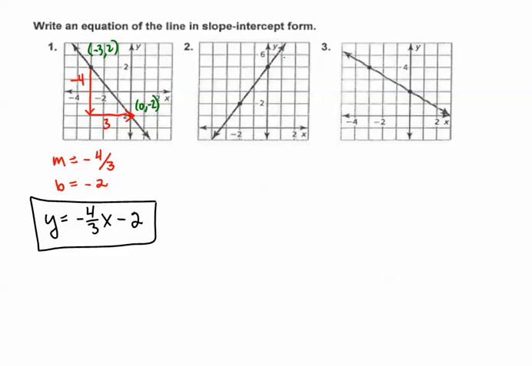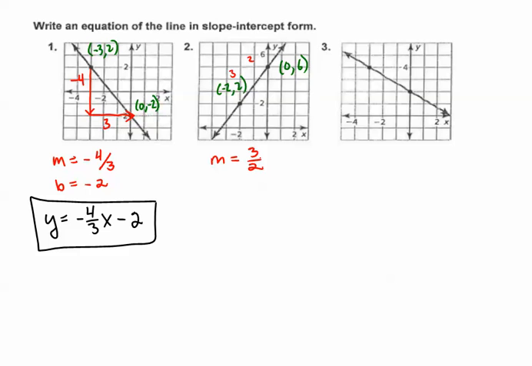Next example. Our y-intercept is x is 0, y is 6. Our other point is x is -2, y is +2. So we go from left to right. This time we're climbing. We go up 1, 2, 3, right 2. So we have 3/2, and our slope is positive 3/2.